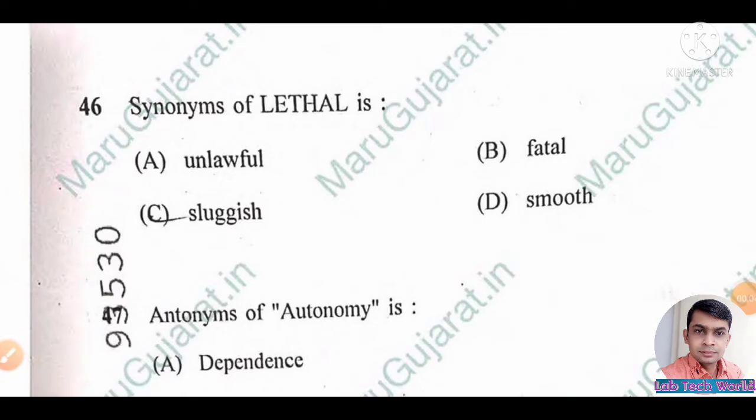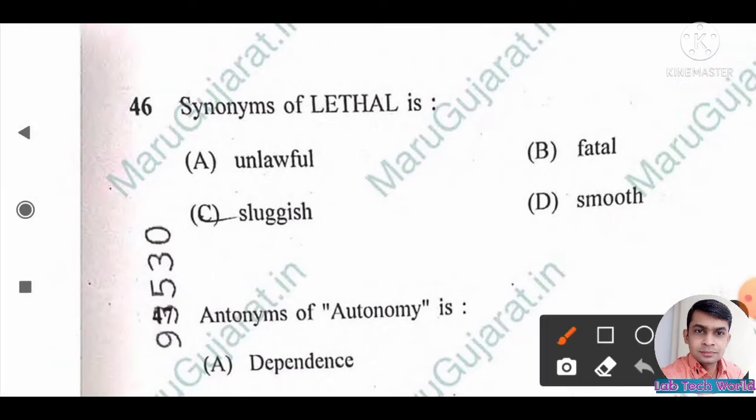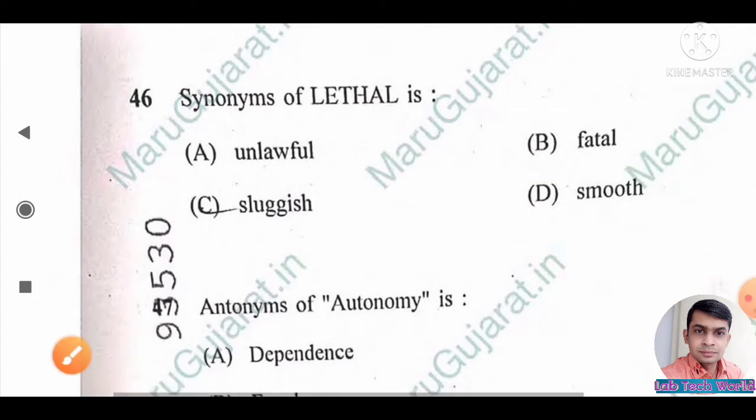Synonyms of lethal is dash. Options A unlawful, B fatal, C sluggish, D smooth. And the correct answer for this question, it is B. Fatal is the synonym used for lethal. So option B is the correct answer for this question.